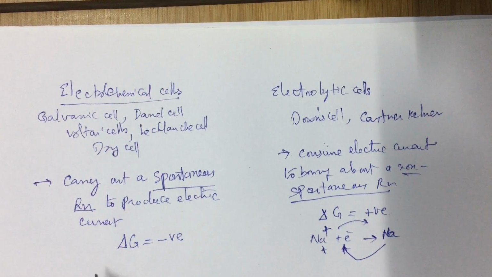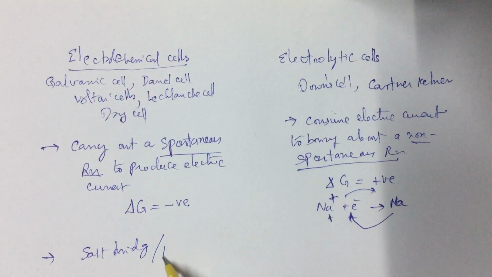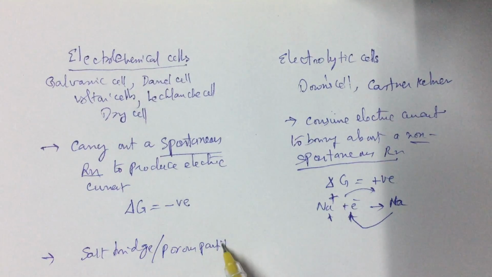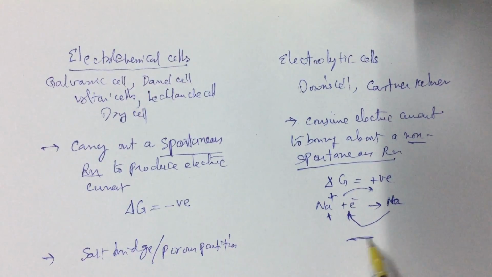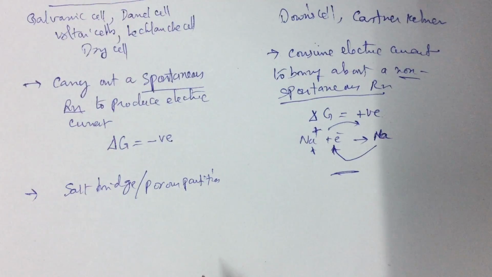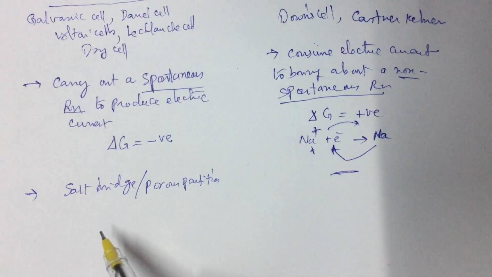Now, this electrochemical cell often requires a salt bridge, or it requires a porous partition. Such a requirement is not there in an electrolytic cell. Well, always you should notice one interesting thing.